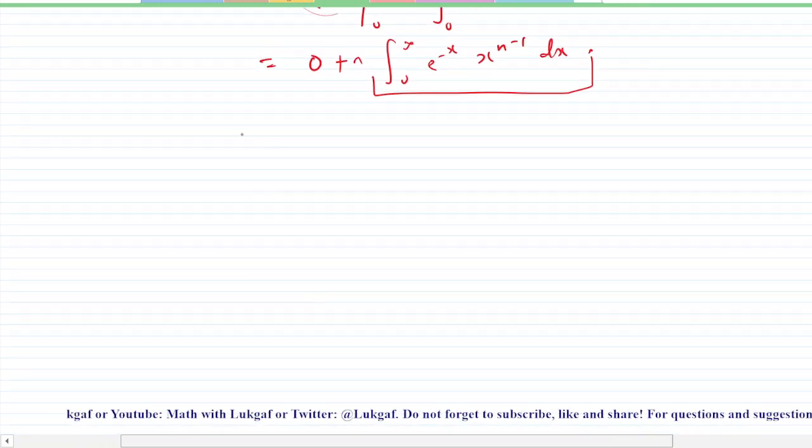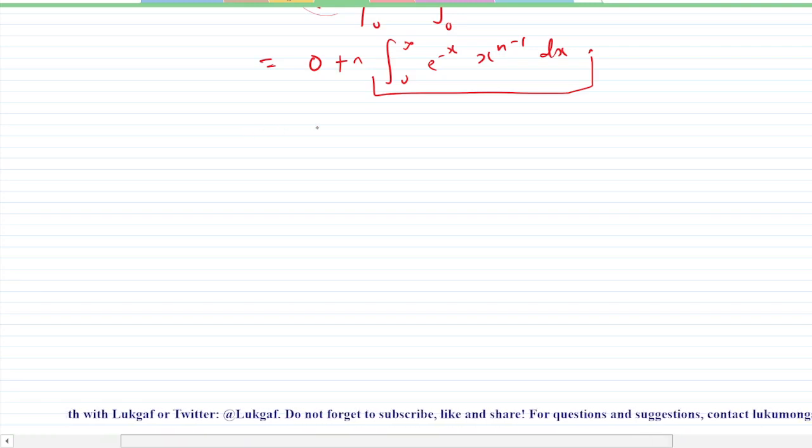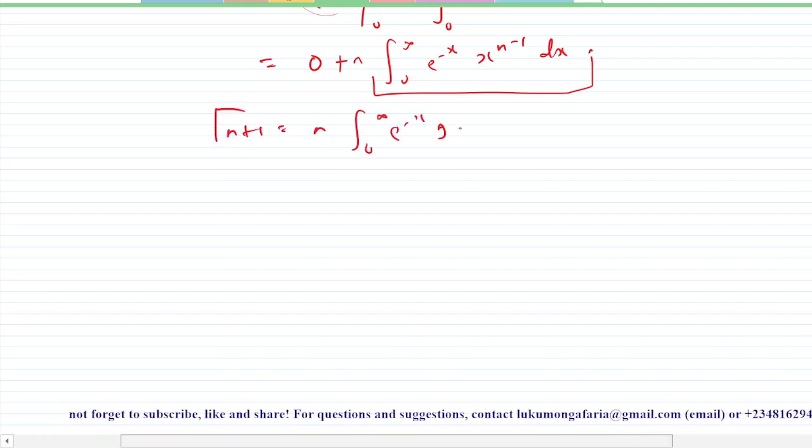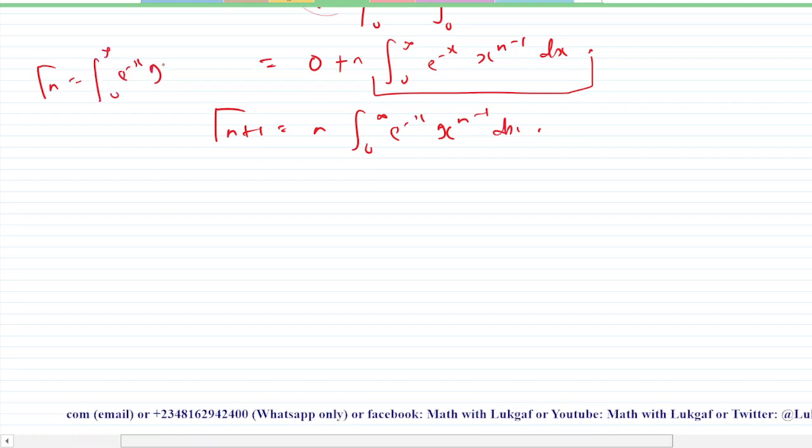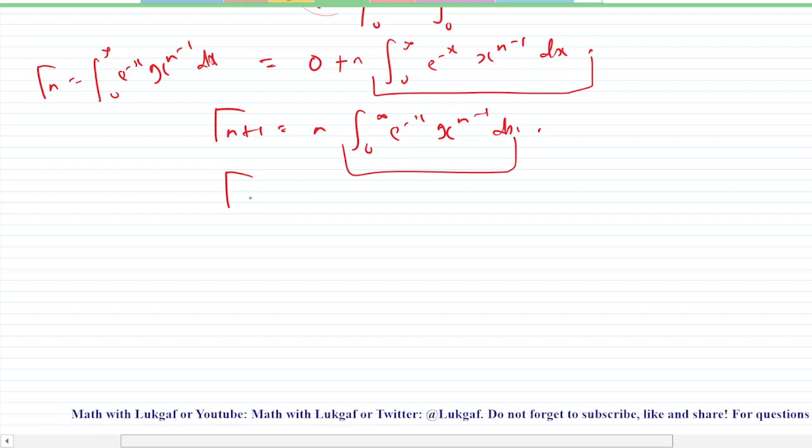Then you can now say that your gamma n plus 1 is equal to the integral from 0 to infinity of e raised to minus s, s raised to n, ds. And don't forget my definition of gamma n, I said it is the same thing as the integral from 0 to infinity of e raised to minus s, s raised to n minus 1, ds. So therefore, this guy will be gamma n. You are going to have n gamma n. So, that's the proof.